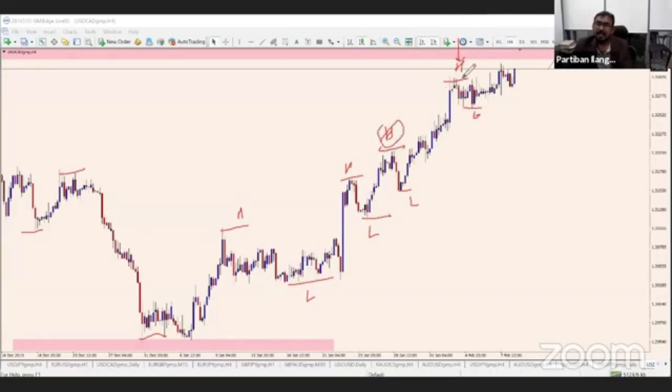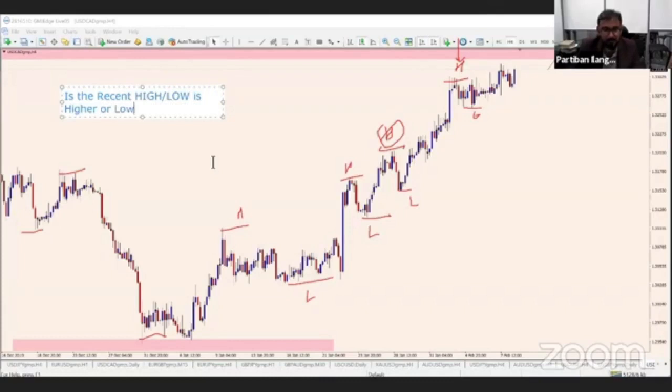This is the second sentence you guys must remember. Ask this: is the high or low higher or lower than the previous high or low? Please write this down, guys.